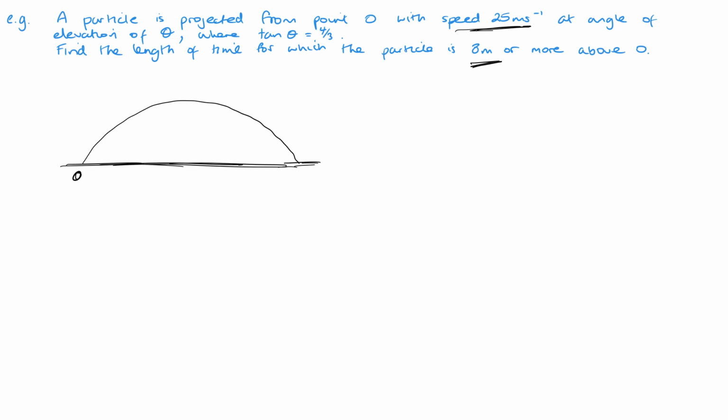So we've got our diagram, O. This is going off at 25 meters per second at an angle of theta. And just remember, tan theta is 4/3. So I personally tend to do a little triangle. Tan is opposite over adjacent. This means we can find our missing length. This is just Pythagoras, 3 squared plus 4 squared, square rooted, and this will be 5. It's a recognisable triangle, a Pythagorean triple.